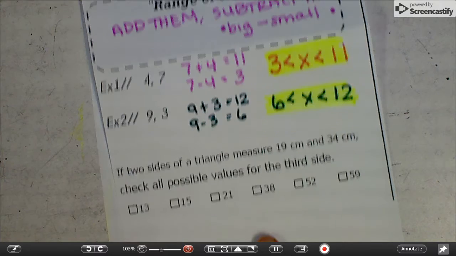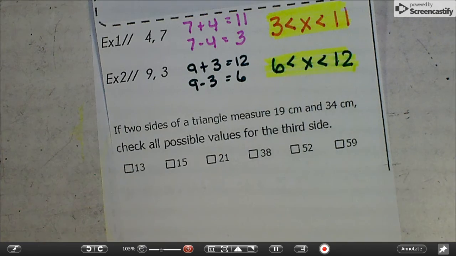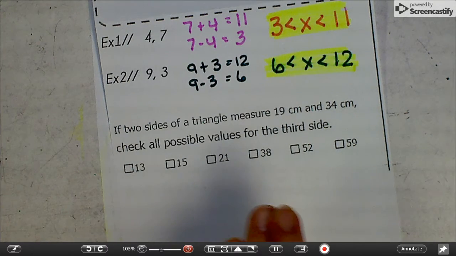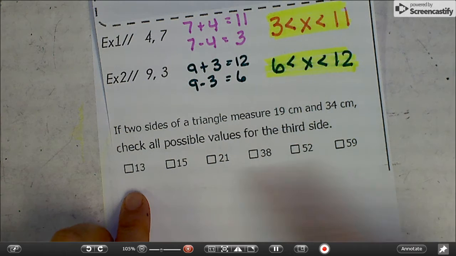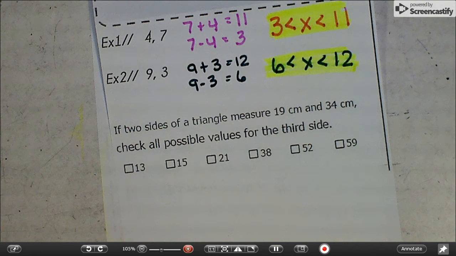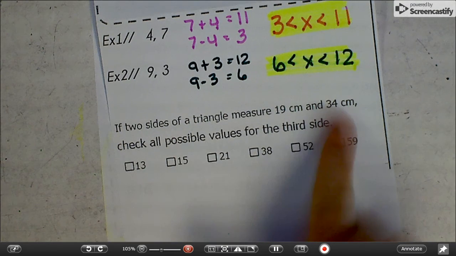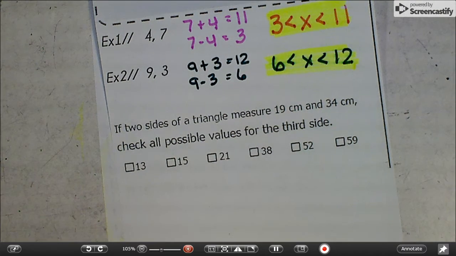All right, and then this is the kind of question you'll see on tests, and these are the annoying kind because if you get all of them right but you miss one, it's wrong. They count it right or wrong, you either get all of them or you get none. Or you get 2, but they count it as none. So in this one, we have 2 sides of a triangle that measure 19 and 34. We want to figure out all the possible sides.